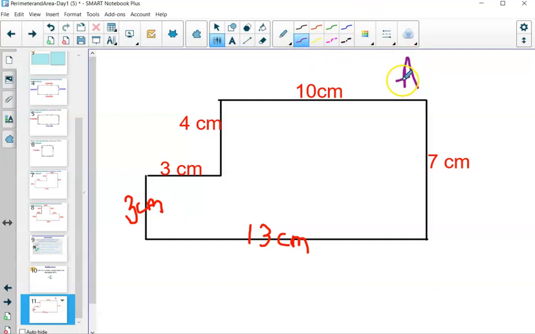Quick reminder for you guys, area, if you remember, is going to be length times width, and your perimeter is going to be all of the sides added together, right? The distance around all of the sides. So we're going to have, in this case, length plus width plus length plus width plus length plus width. So we're going to add all of that together for one large total.